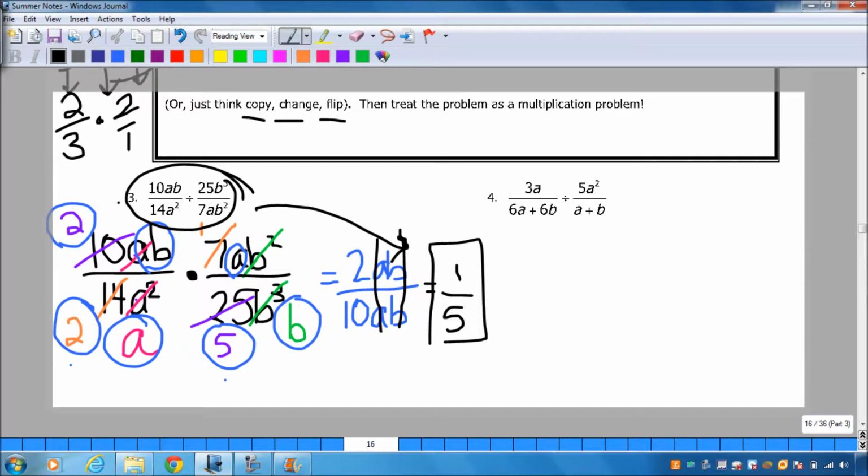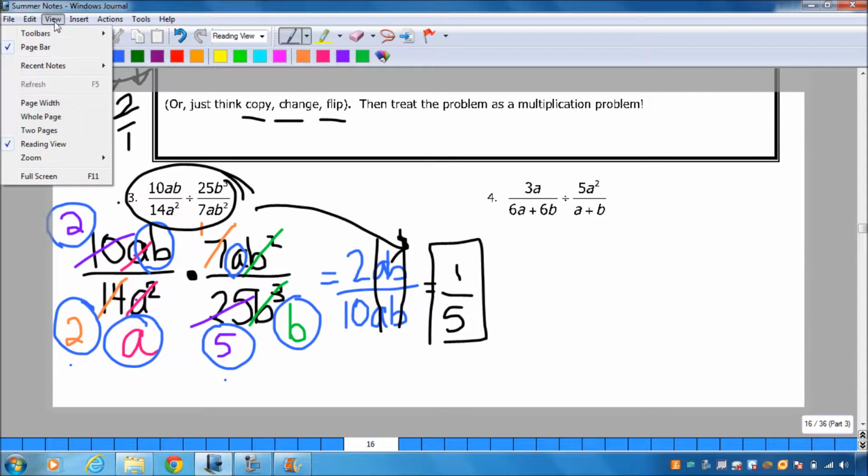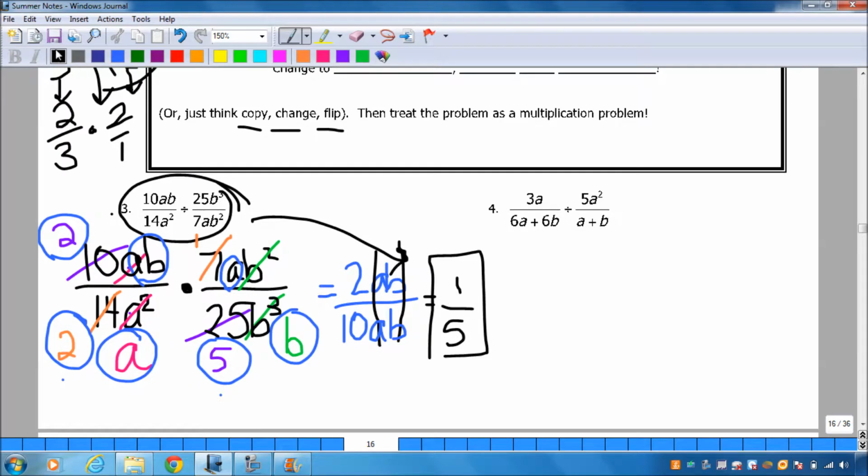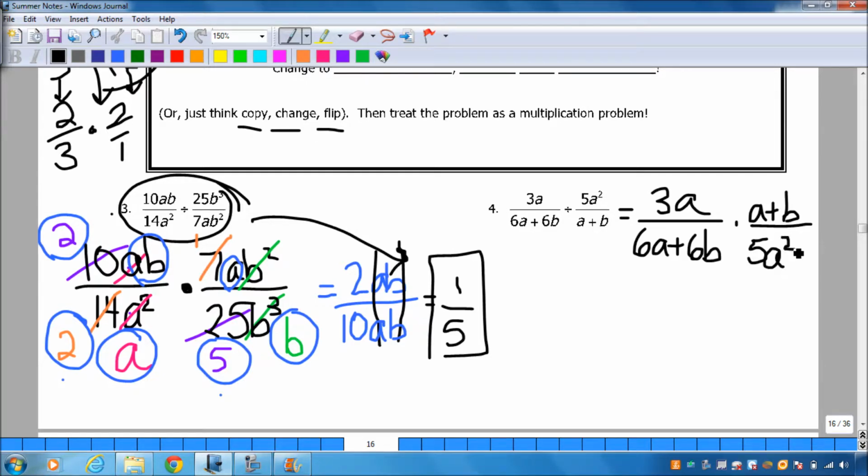All right. So let's look at question number 4. We're going to do the same type of thing. The first thing you're going to want to do is copy, change, flip. Okay. I'm just going to zoom in on this a little bit so I have a little bit more room to show my work. So let's look at this question right here. I'm going to say that it's 3a over 6a plus 6b, okay? Change the division sign to multiplication, and then change the numerator to a plus b, right? Because you're doing the reciprocal over 5a squared, all right?